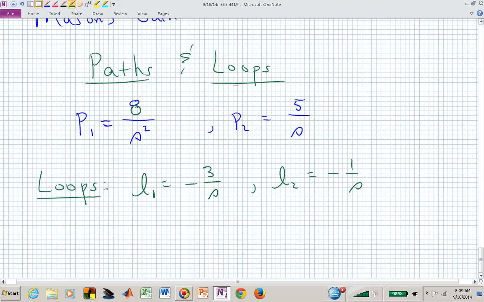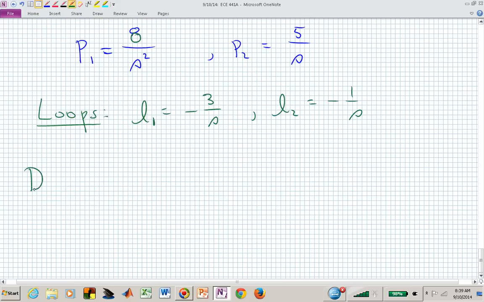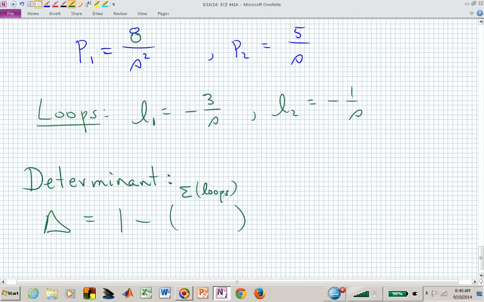Now that we have the loops, we can form a determinant for this configuration. And the determinant, you just kind of have to know the strategy for finding it. And I'm going to call that delta. That's 1. That's always there. 1 minus the sum of all of the loops that we've identified. So in this case, it's simply L1 plus L2.